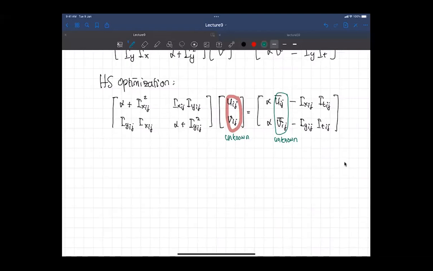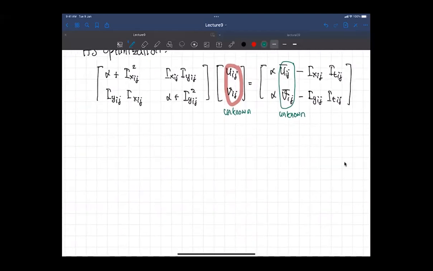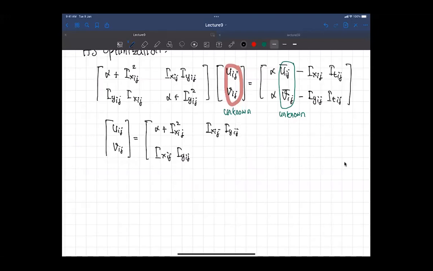Okay, so this is the solution. Then you have to do this: uij vij equals to alpha plus Ix ij squared, Ix ij Iy ij, Ix ij Iy ij, alpha plus Iy ij squared, inverse, multiplied by alpha u average and so on. So I just copy this one because it's exactly the same.